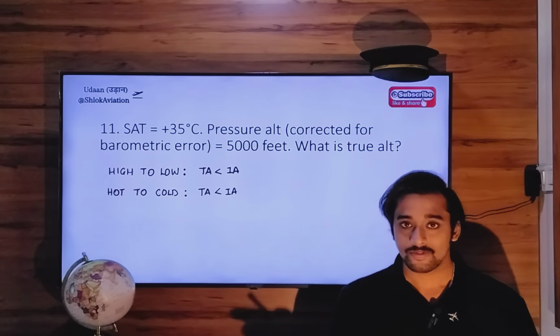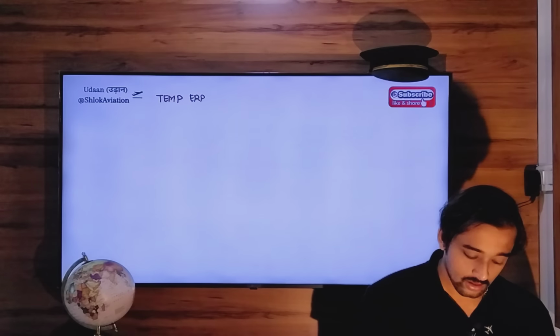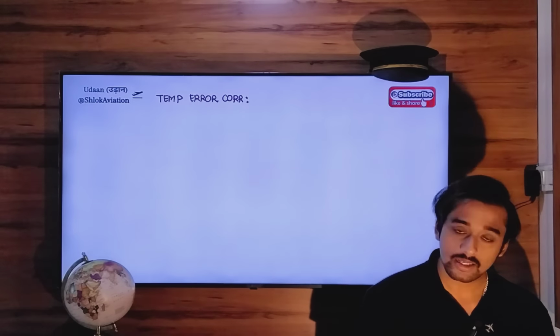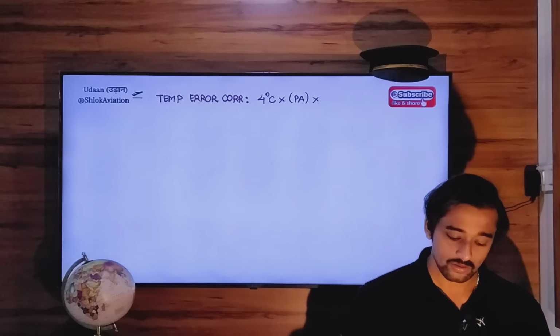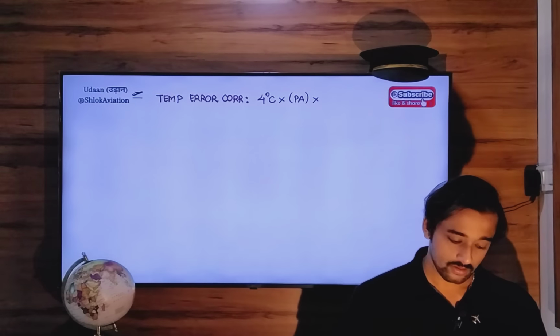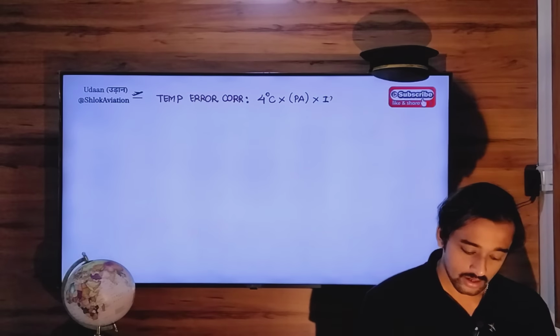Now the formula for the temperature error correction is 4 degrees Celsius into pressure altitude into ISA deviation.